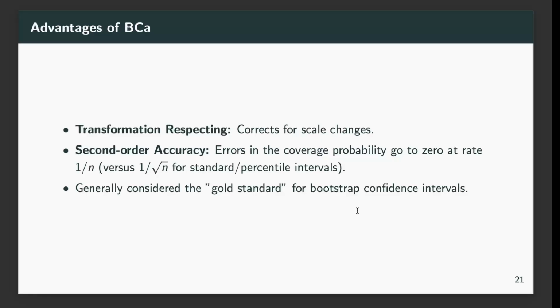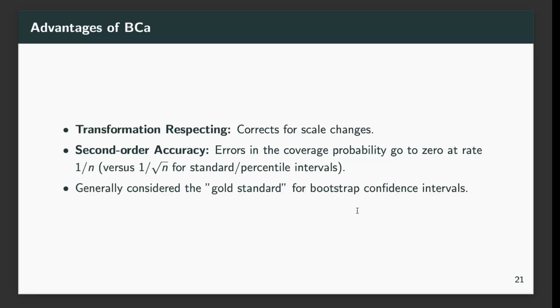So what is the advantage of the BCA? First is transformation respecting, which corrects for scale changes. Just like the percentile interval, the BCA interval is transformation respecting, which means that if you apply a monotone transformation to your parameter and then recompute, the BCA interval will transform correspondingly. The second point says second order accuracy: errors in coverage probability go to 0 at the rate 1 over n versus 1 over the square root of n for standard or percentile intervals.